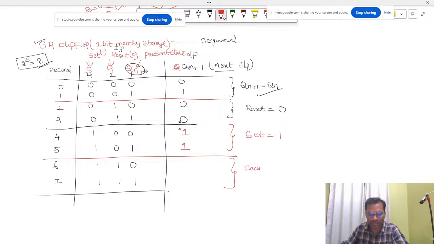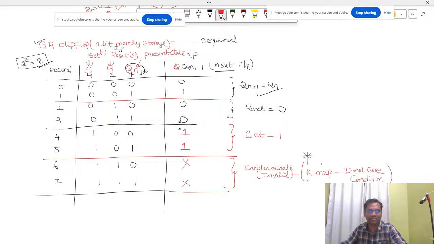This state is called the indeterminate state. We cannot determine whether the output is correct, so this is called invalid output. This invalid state, when you do the K-map, we are going to call a don't care condition. You should not care whether the output you are getting is there or not. So I repeat again, what are the combinations? This you have to remember at any cost, then only you can solve the remaining flip-flops.